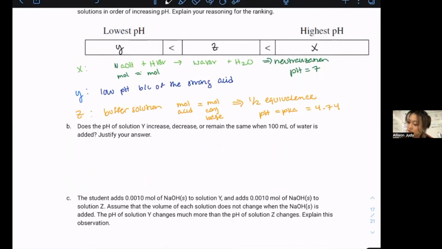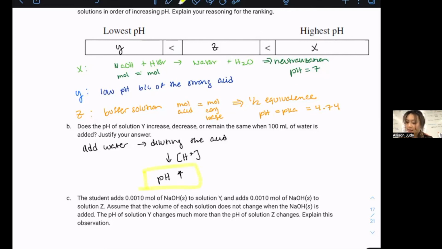Okay. So next question is, does the pH of solution Y increase, decrease, or remain the same when 100 milliliters of water is added? So remember, Y is a strong acid plus its conjugate, but it's not a buffer solution. So if we add water, we are essentially diluting the acid sample. Okay, and when we dilute the sample, the concentration of H plus is going to decrease. And if the concentration of H plus decreases, then the pH will increase. So pH will indeed increase.